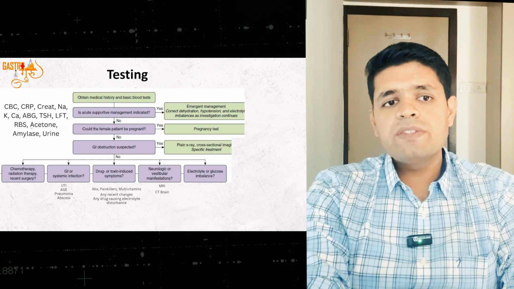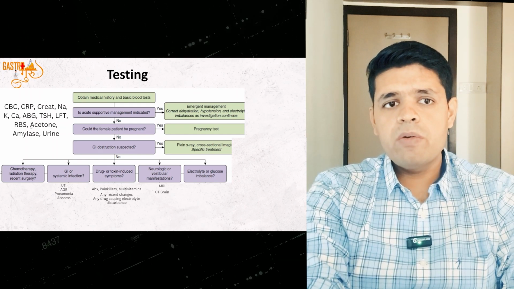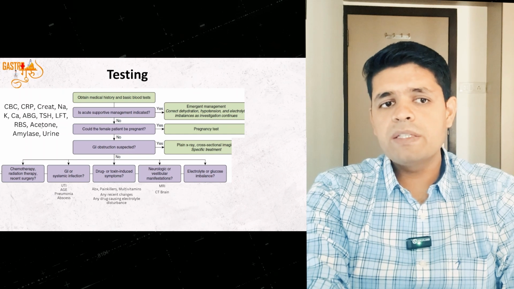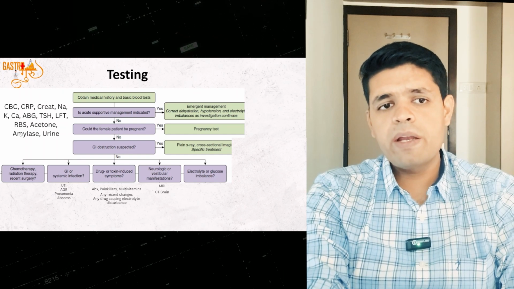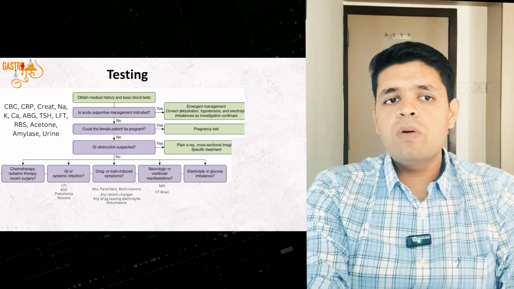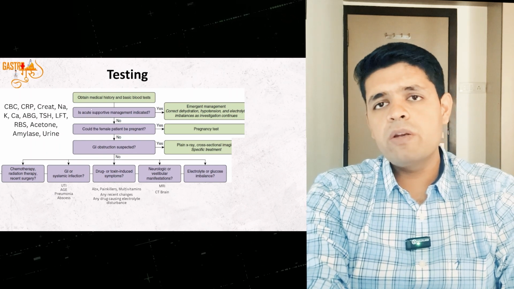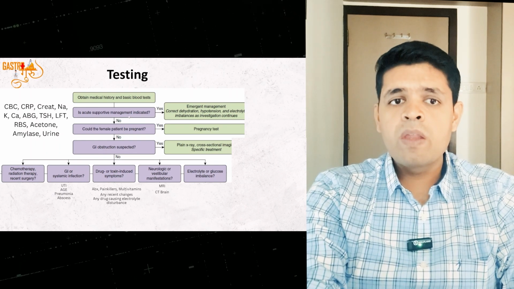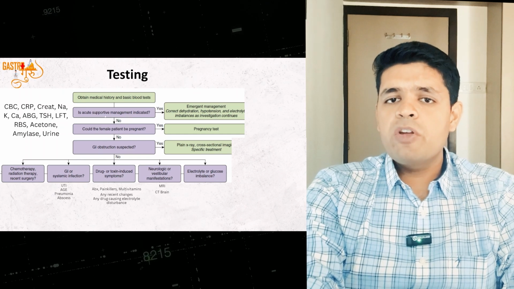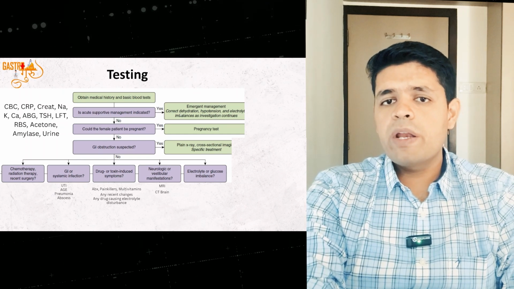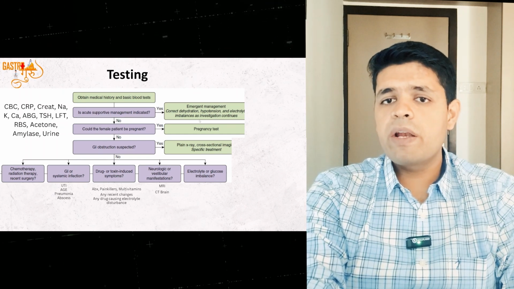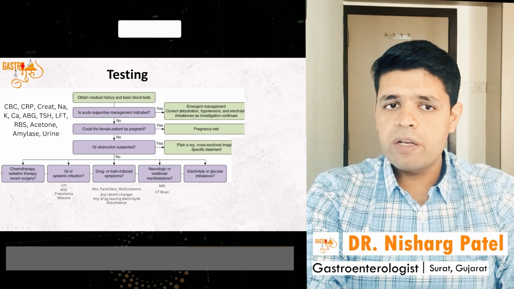For DKA and starvation ketosis, we can get a very good idea based on the ABG, RBS and acetone levels. For acute pancreatitis, amylase and lipase. These blood tests are not very exhaustive. We can do it on a case to case basis. Then start the supportive management. We need to correct dehydration, hypotension, electrolyte imbalance as the investigation continues.